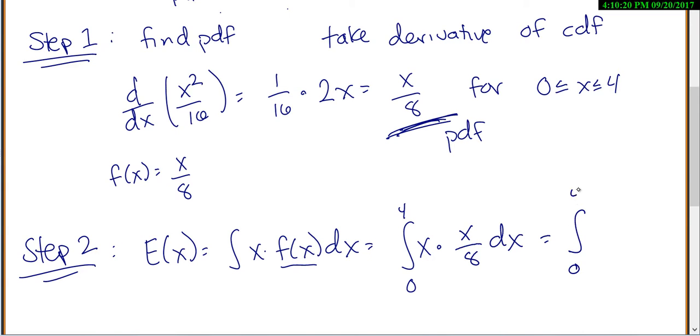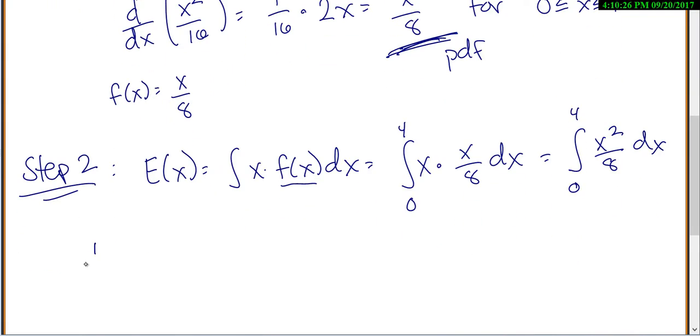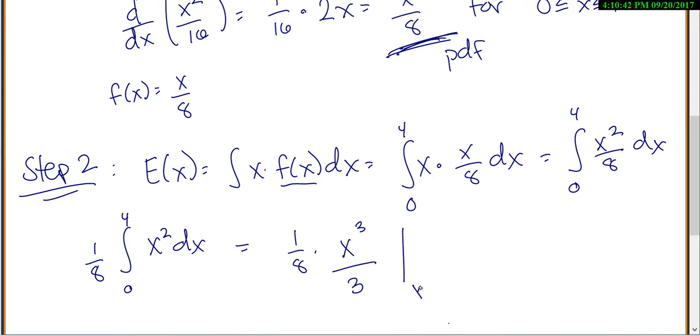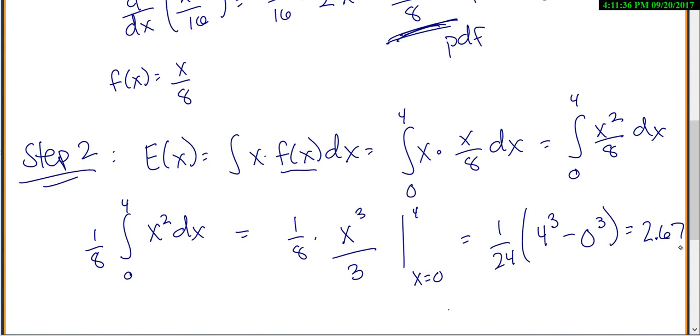So we're trying to integrate from 0 to 4 of x squared over 8 dx. The 1/8 can just come out, because you can always bring your coefficients out. So we have 1/8 times the integral from 0 to 4 of x squared dx. You take the x squared, raise the power by 1, divide by your new power, and evaluate from x equals 0 to 4. So 1 over 8, and dividing by 3 means we have 1 over 24. Plug in the 4 on the top, so 4 to the third minus 0 to the third. All this gives us 2.67. So that is our expected value, or our mean.